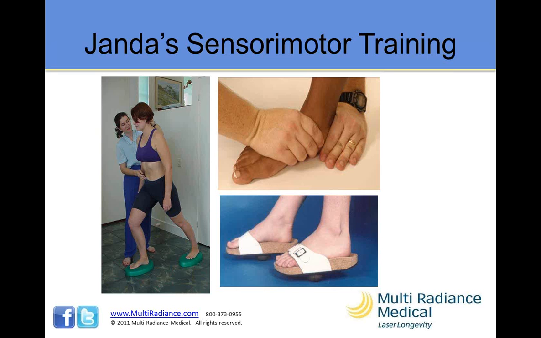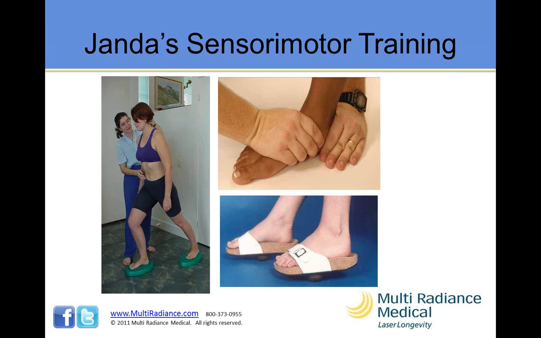On the upper right is an example of Yonda's short foot, where we actually teach the patient how to make their foot short, which Yonda talked about, contracting the intrinsic muscles of the foot and making sure that we're getting good proprioceptive input. In the bottom right are Yonda's balance sandals, which he advocated to facilitate contraction of the hip muscles, particularly in ankle patients.